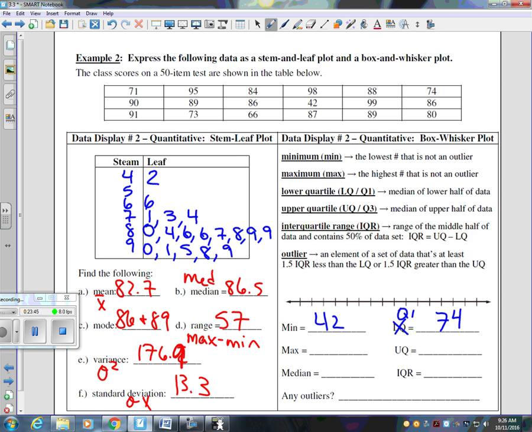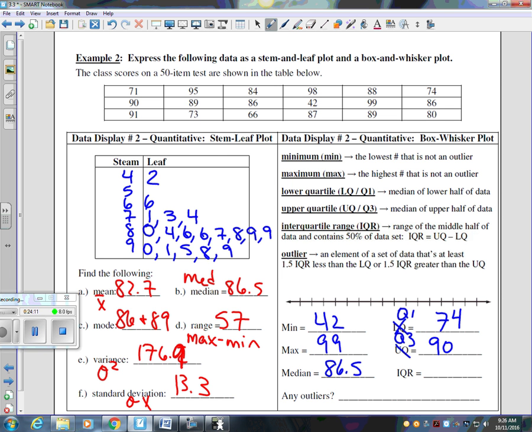74. Okay. What do you have for the max? 99. Upper quartile is Q3. 90. And the median, okay.